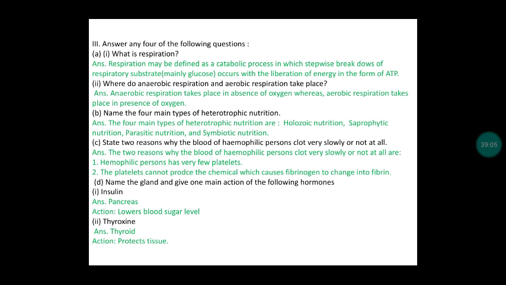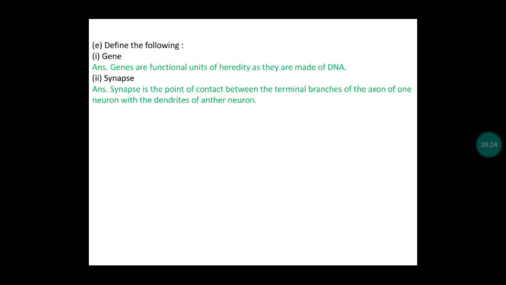Name the gland and give one main action of the following hormones. First of all, insulin. It is produced by the pancreas, and the action is that it lowers blood sugar level. Next is thyroxine, which is produced by the thyroid, and it regulates metabolism in our tissues.